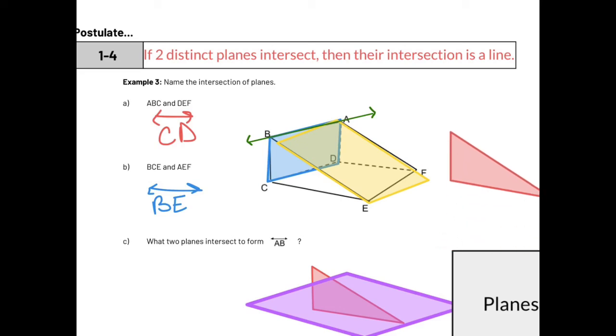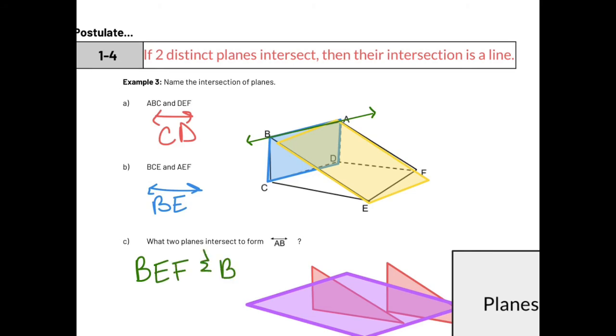Just to double check, this red one could be over here in this triangle. It does touch point A, but it does not touch line AB. So this one is no good. So to answer the question as to what two planes intersect, I'm going to say plane, well, I'm just going to pick any three ones. So B, E, F, those three letters from the yellow plane, and B, C, D from the blue plane. And those two intersect to create line AB.